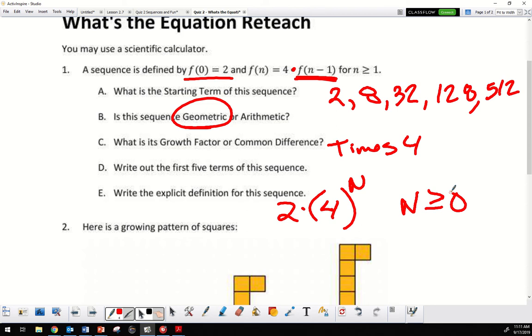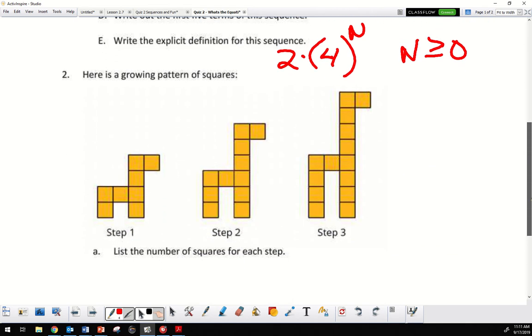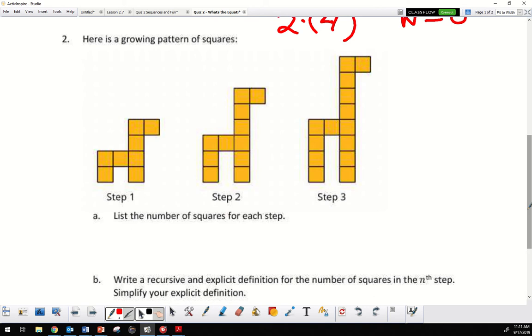All right, so let's keep going. Growth patterns. Growth patterns. How many are in this first one?